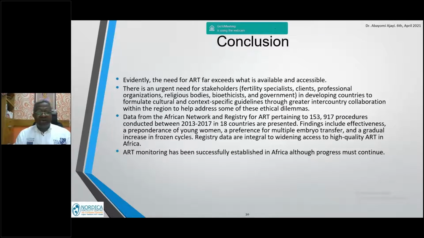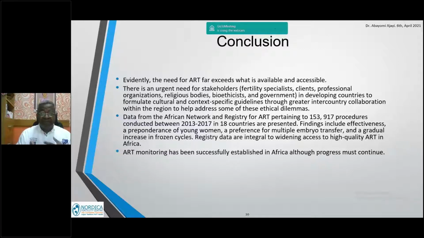So I'll conclude by saying that evidently the need for ART far exceeds what is available and accessible. So access is still very low in Africa. So there's an urgent need for us as stakeholders, that's fertility specialists, the clients, professional organizations, religious bodies, and everybody in developing countries to formulate cultural and context-specific guidelines through greater inter-country collaboration within the region to help address some of the ethical dilemmas. And we started doing that.